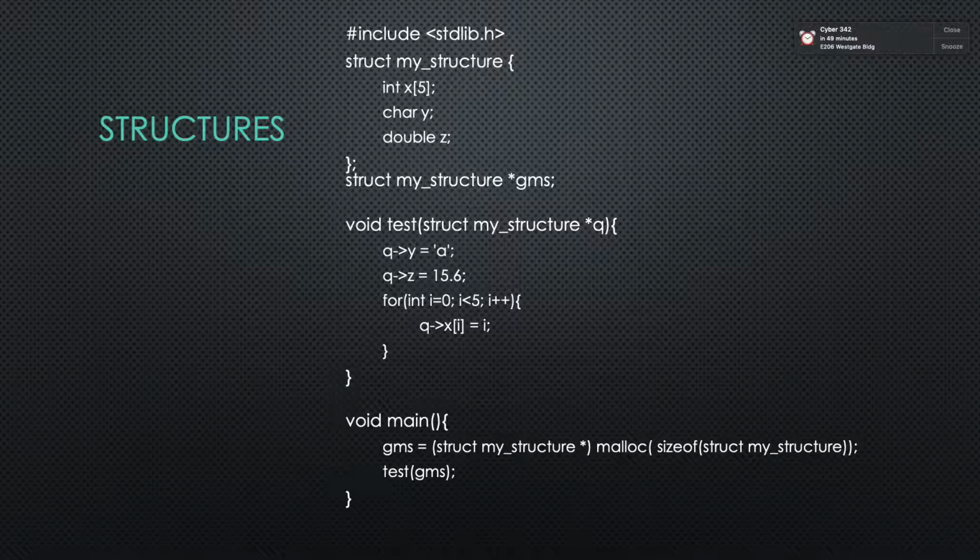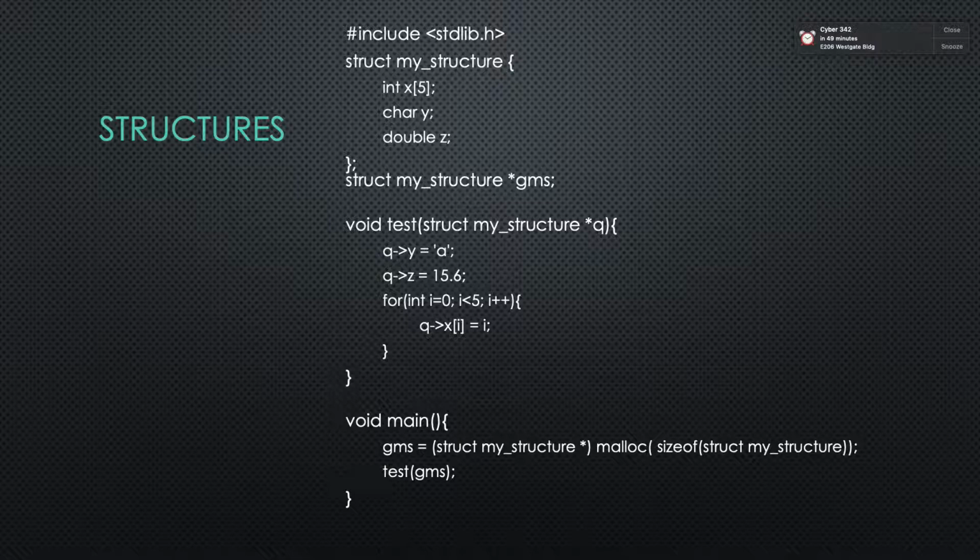Now you know everything about data types in C. What's a structure? A structure is just a combination of primitive data types, right? And what else? Another structure, right? You can put a structure inside a structure.